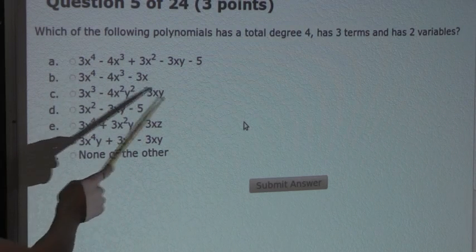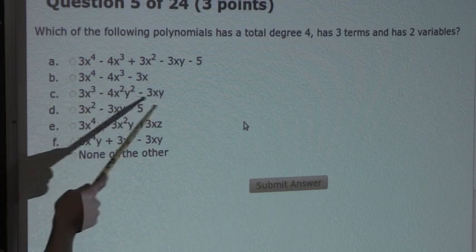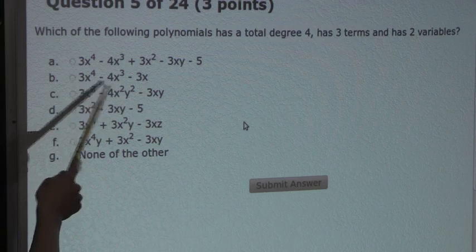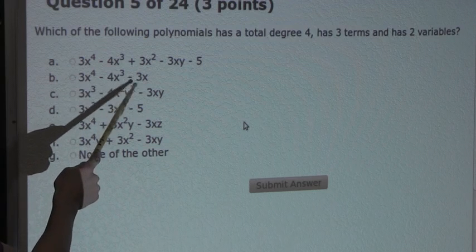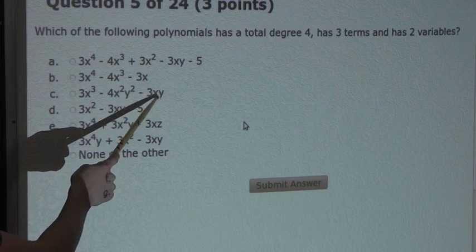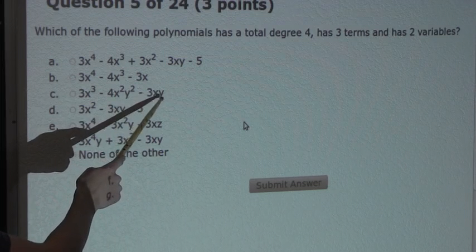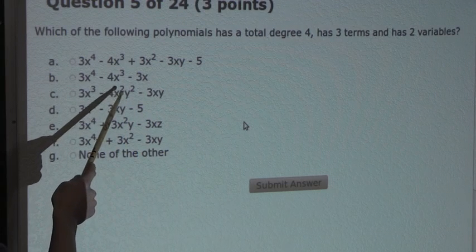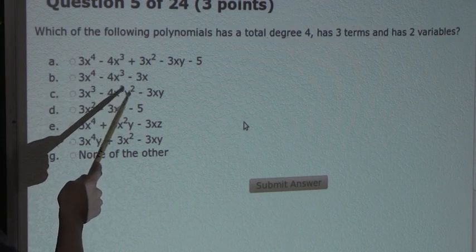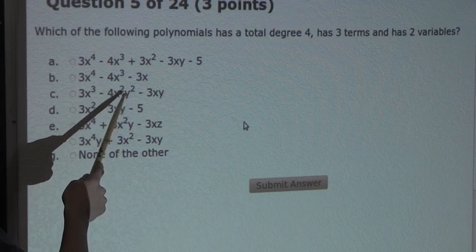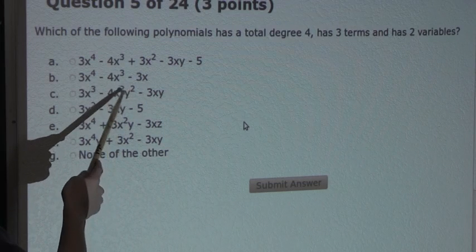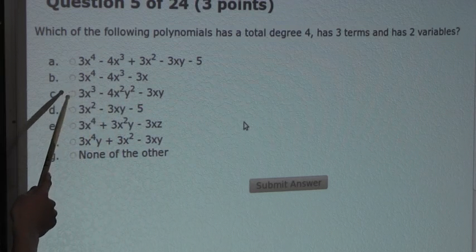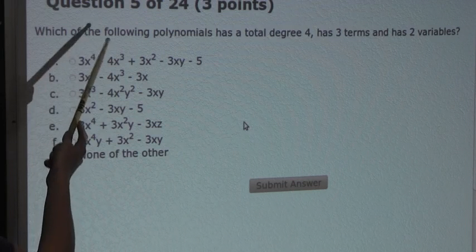C has the 3 terms that we need, and also has 2 variables. For the first term, the total degree is 3. For the second term, the total degree is 2 plus 2, which is 4. And for the third term, the total degree is 1 plus 1, which is 2. So we know that this polynomial satisfies the conditions. The maximum total degree of the 3 terms is 4 because here 2 plus 2 is 4, and it also has 3 terms and 2 variables. So we know that option C satisfies the conditions.